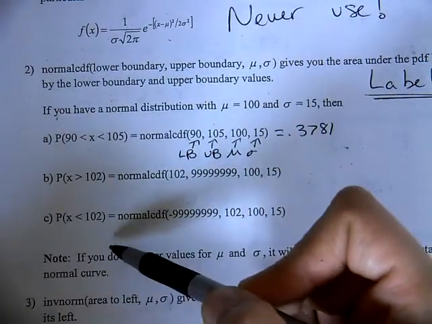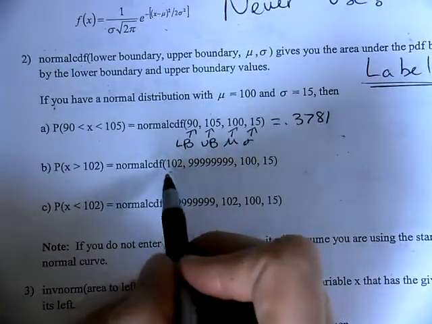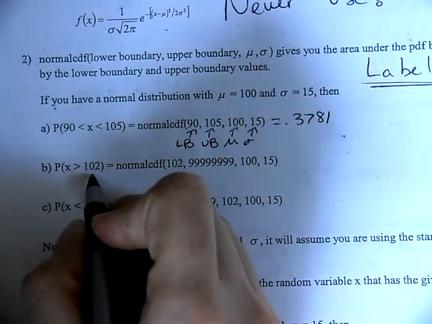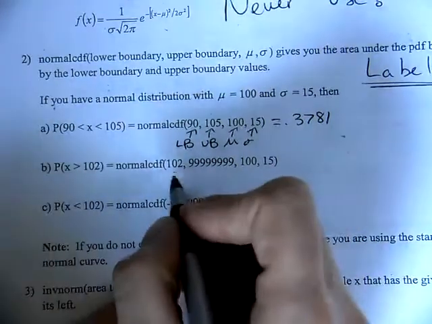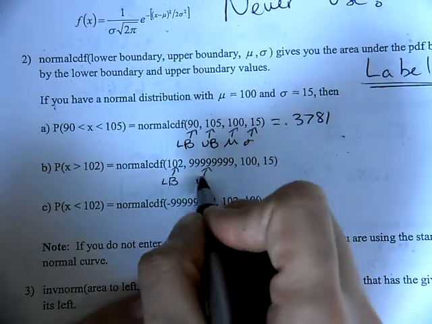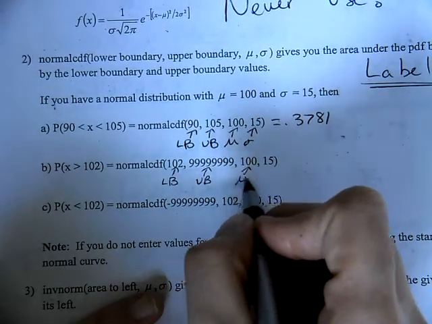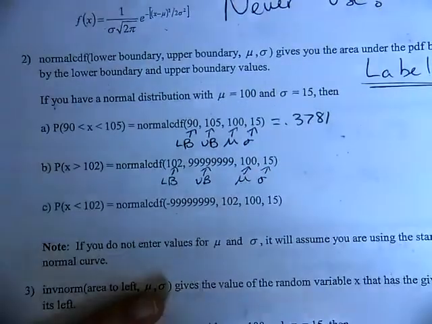Now, if you're going to do less than or greater than, it's fine. You can do it the same way, but your boundary, so let's pretend I want the probability x is greater than 102. So normal CDF would have 102 as my lower bound. My upper bound, I'm just going to put a bunch of 9s. The mean is 100, standard deviation is 15.